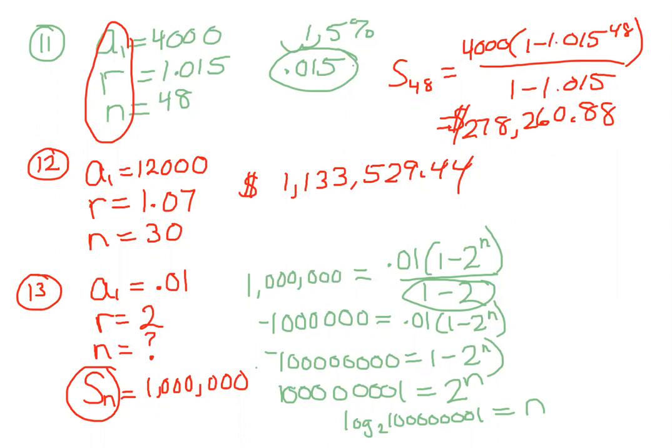And you should get 26.58 about, or 27 days. Look at that. Only 27 days to get $1 million, but pretty soon you're going to be saving a lot. All right, let's look at the next part. That was kind of a funny problem.